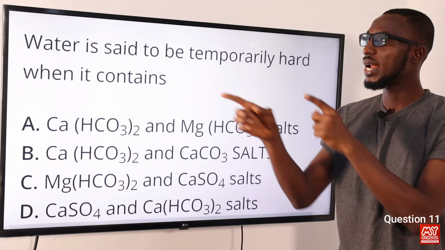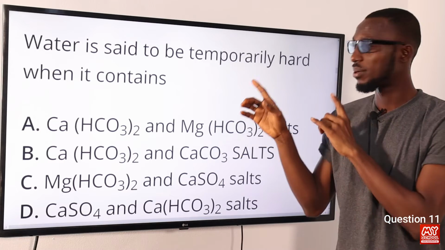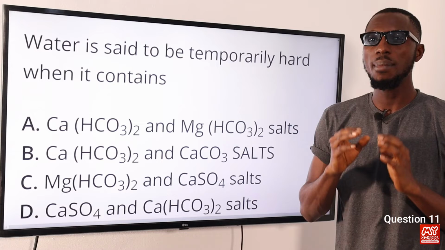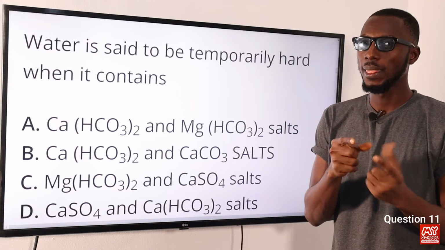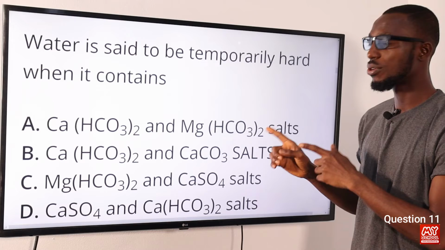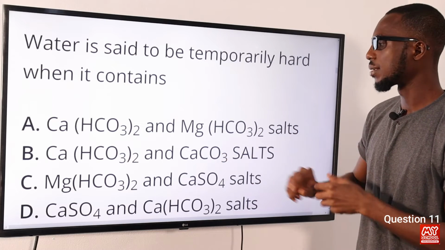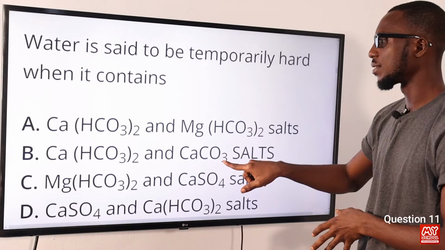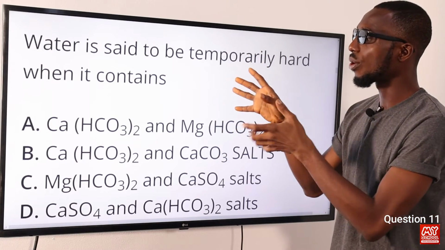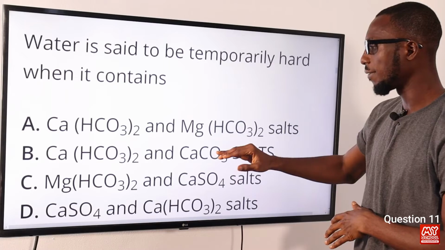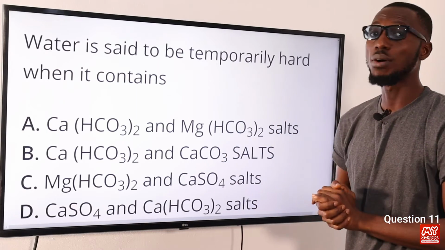While the temporary hardness, which we are required to provide an answer for, is caused by the presence of calcium hydrogen carbonate, which decomposes on heating to give us calcium carbonate. So the correct option here is option B, this and this. So temporary hardness is caused by the presence of this, which decomposes on heating to give you this. So the correct option here is option B.